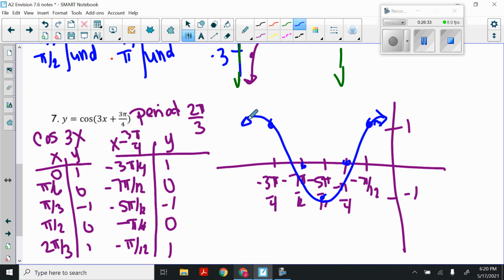Your homework will be exactly like this. And then we will have test review and our chapter test.